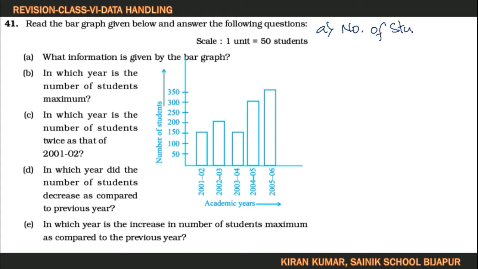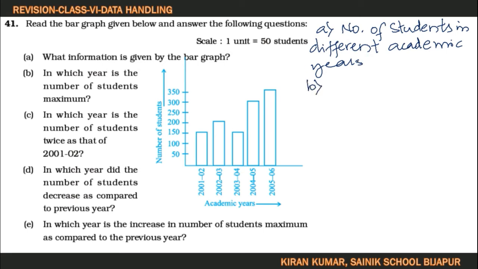Number of students in different academic years. Second sub question, in which year is the number of students maximum? The number of students are maximum in the year 2005 to 2006.